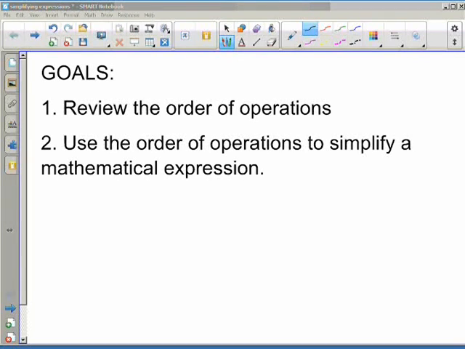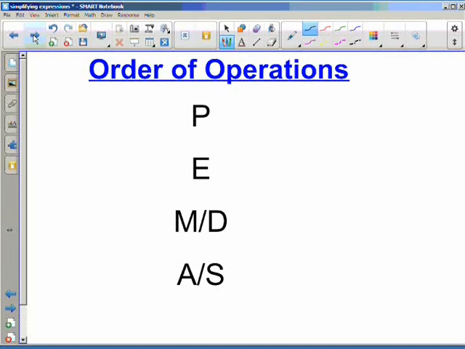Our goals in this lesson are to review the order of operations and then use that order of operations to simplify a mathematical expression. And you might remember the order of operations related to, maybe, please excuse my dear Aunt Sally, but it stands for parentheses, exponents, multiplication, division, and then finally addition and subtraction.